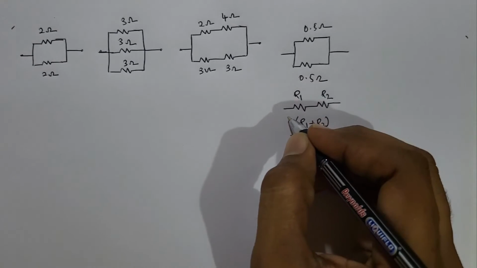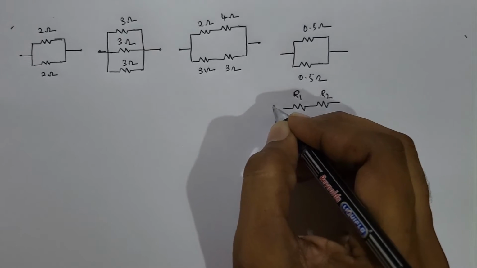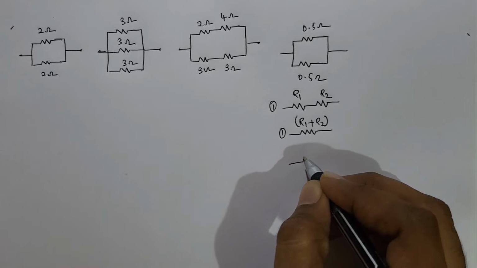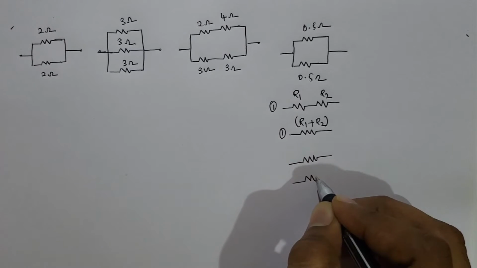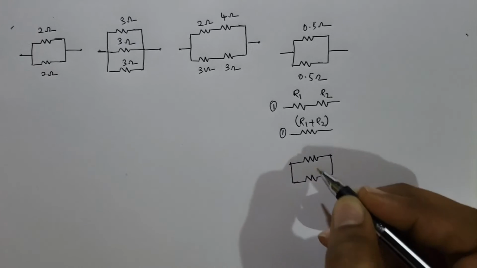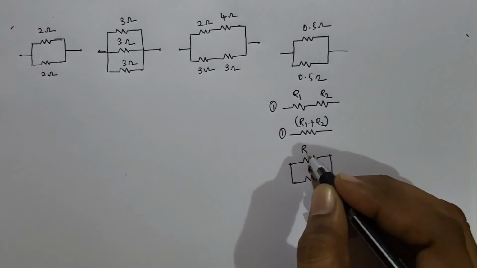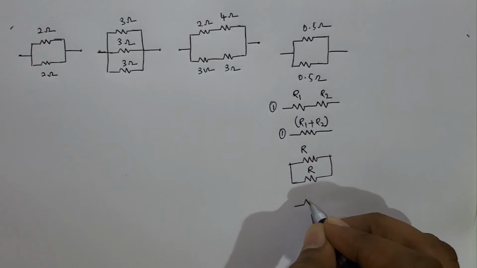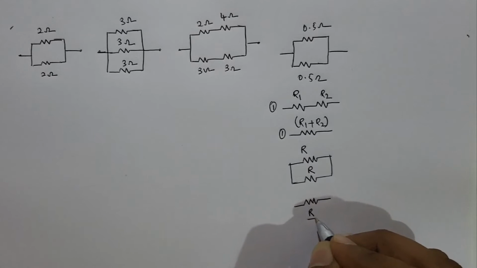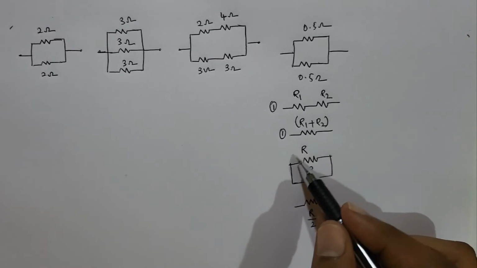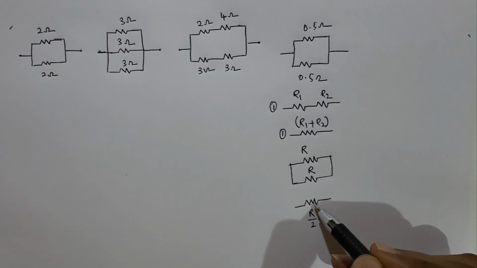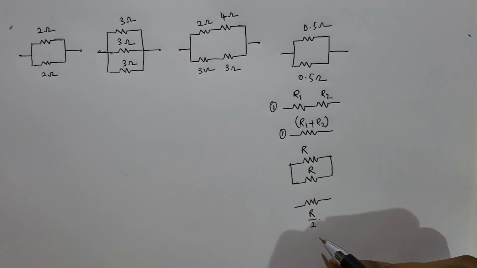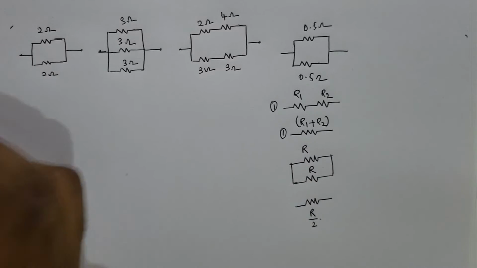Suppose imagine that two resistances are connected in parallel. This is R and this is also R, means two equal resistances are connected in parallel. This whole combination can be converted into a single resistance, and that resistance value will be R by 2. If three equal resistances are connected in parallel, then it will be converted into a single resistance, and that resistance value will become R by 3.